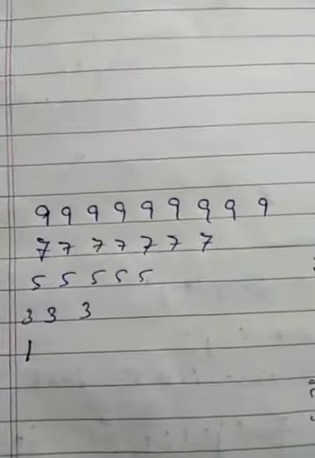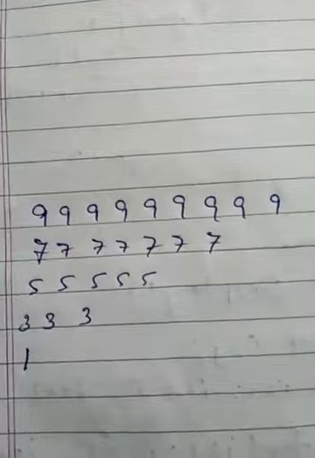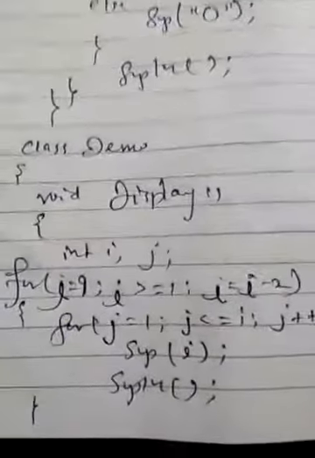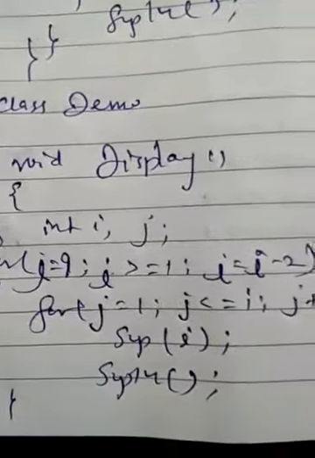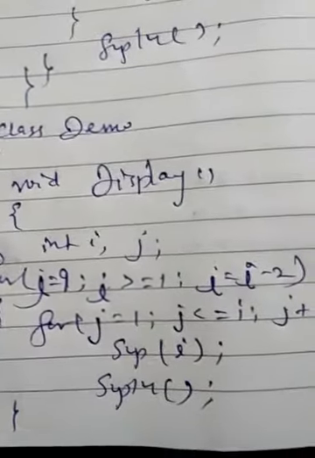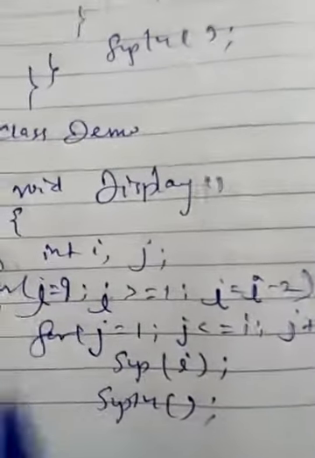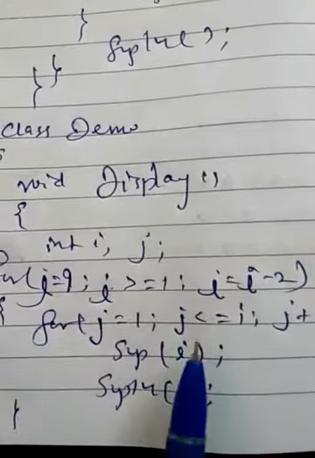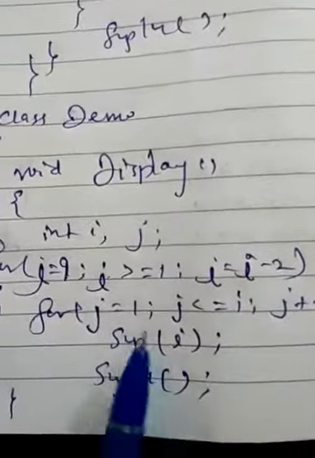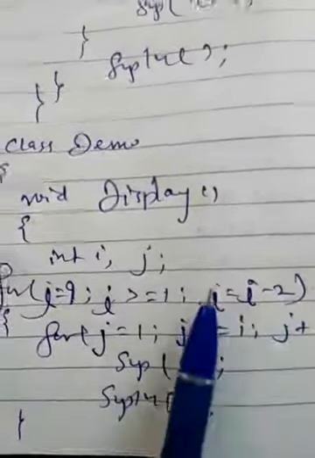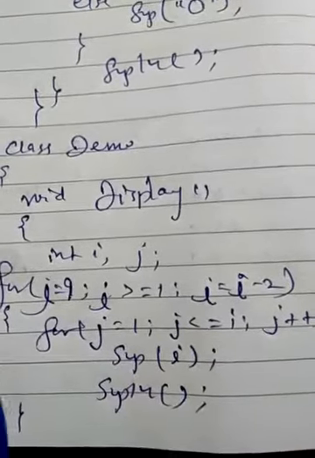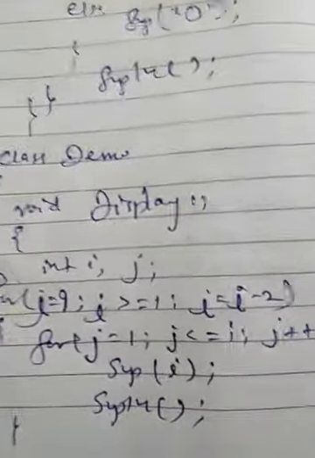Next one, so this is the first line: 9 comes 9 times, 7 comes 7 times, 5 comes 5 times, 3 comes 3 times, and 1 comes 1 time. Class demo: i starts from 9, i is greater than or equal to 1, i equals i minus 2. j starts from 1 and is less than or equal to i, and the current value of i is 9, so this will print the value of i 9 times. In the second row, i will become 7 and the j loop will execute from 1 to 7, so 7 will be printed 7 times.